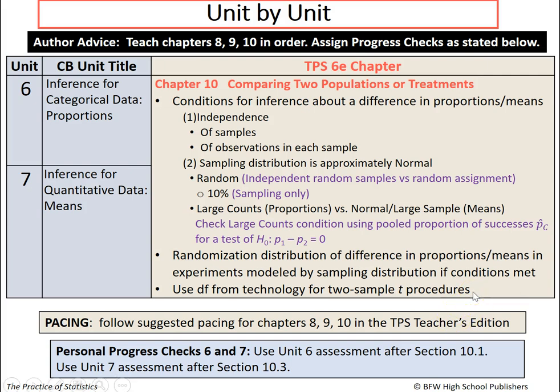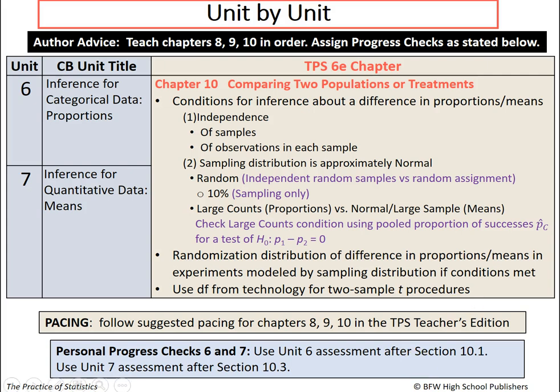Our other strong recommendation based on the course framework is to use the degrees of freedom from technology when doing the two-sample t intervals or tests. The approach that many of us learned back in the 1900s of using the more conservative df of the smaller of the two individual dfs, the sample size minus 1, is starting to be viewed as obsolete. It's still used in some places, but technology gives you more precise estimates using this larger df from the technology.